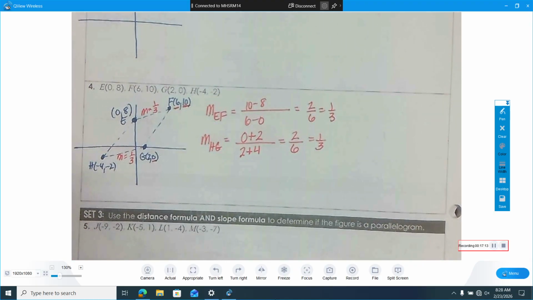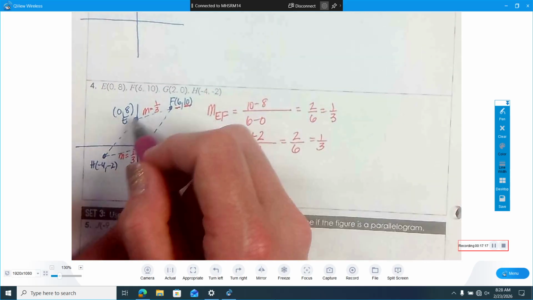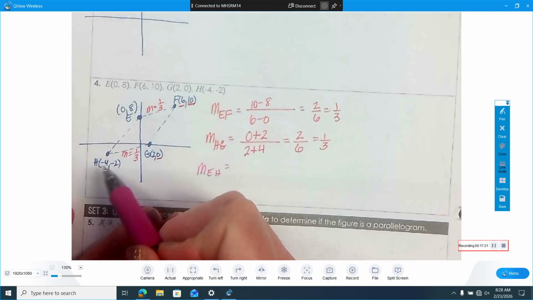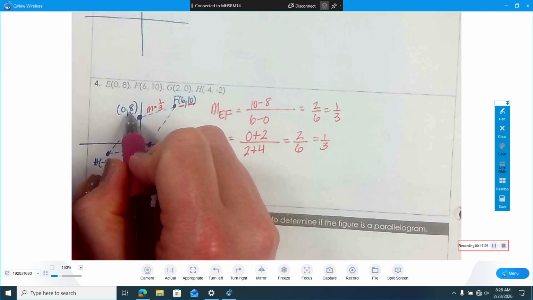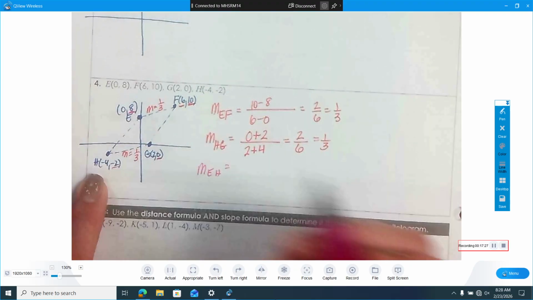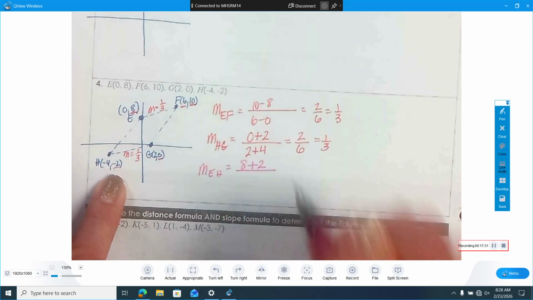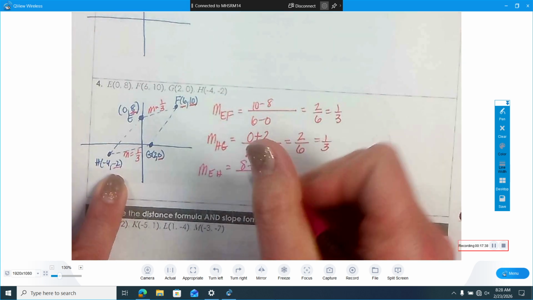All right, now we're going to look at the slope between what and what? E and H, yeah. So the slope between E and H now, so over here on my left-hand side, I'm going to do y2 minus y1, so that's going to be 8 minus a -2. 8 minus a -2 becomes plus 2. And then what on the bottom?